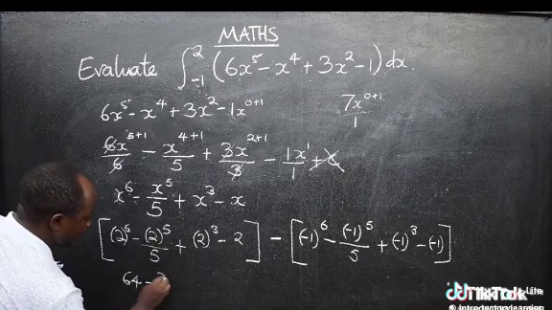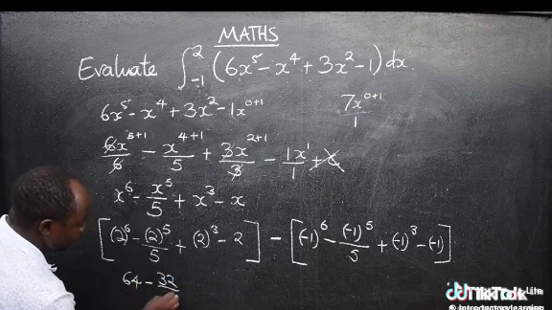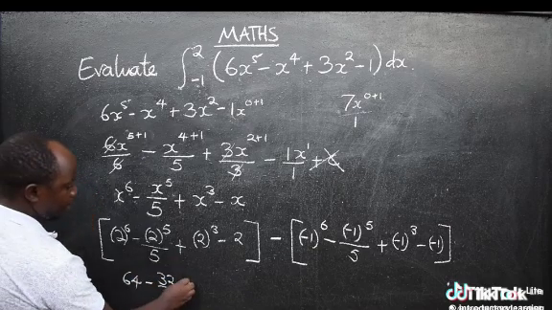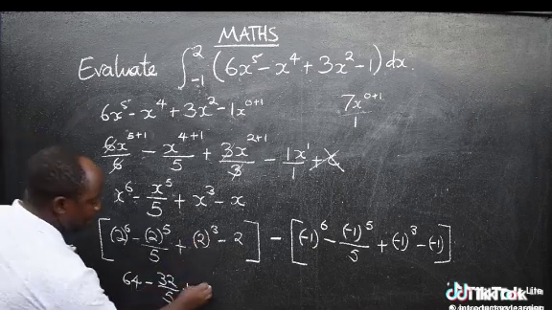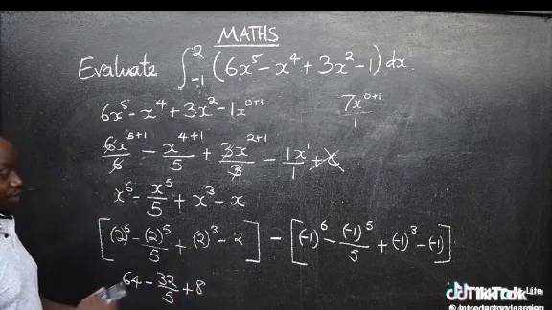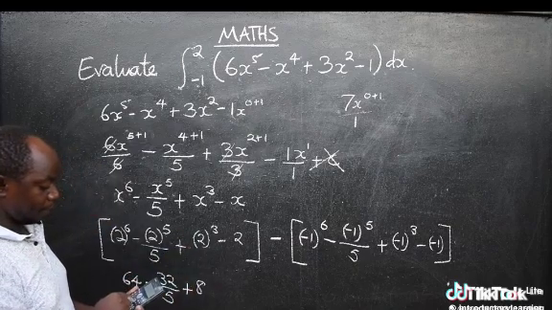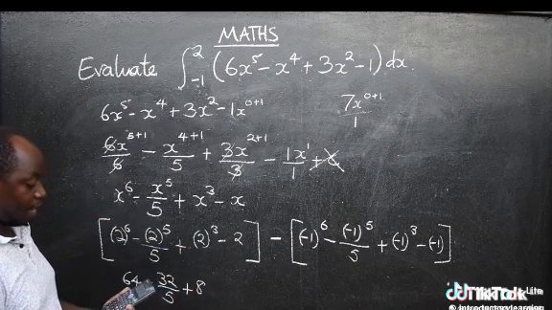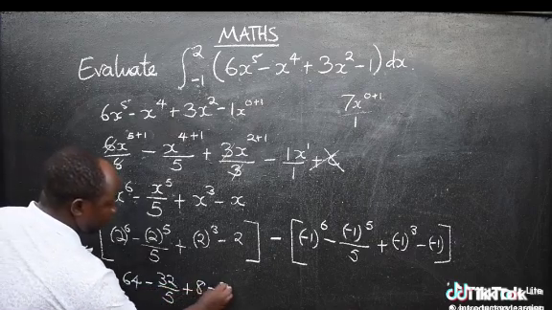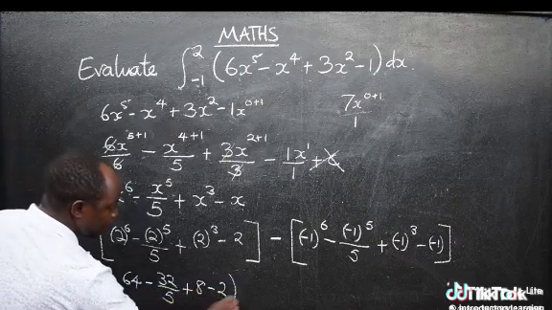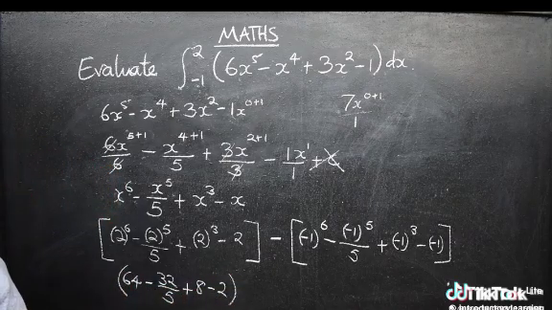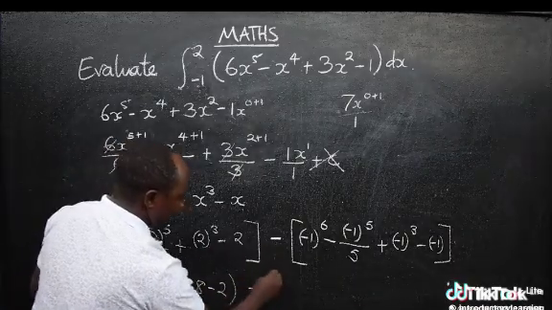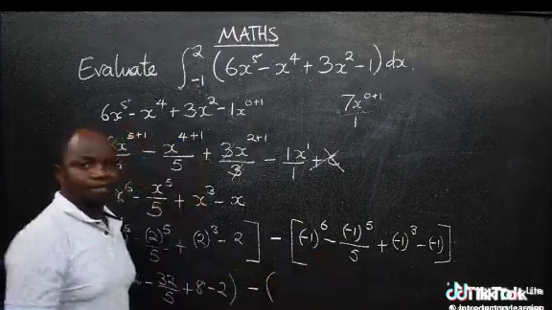So we have 32 here by 5. Then plus, here we have 8, that is 2 raised to the power 3, that will be 8, then minus 2. Okay, at this point you can use these brackets. Minus, again you do the same on the other side.